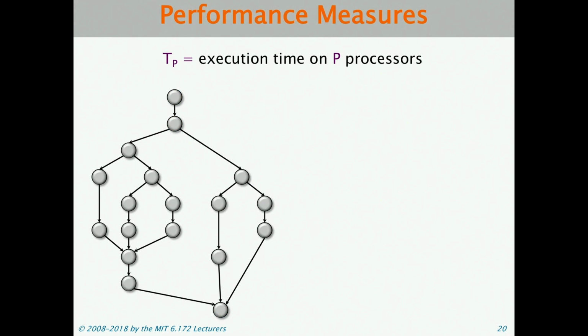OK, so we're going to define T sub p to be the execution time of the program on P processors. And T sub 1 is just the work. So T sub 1 is if you executed this program on one processor, how much stuff do you have to do? And we define that to be the work. Recall in lecture 2, we looked at many ways to optimize the work. This is the work term.